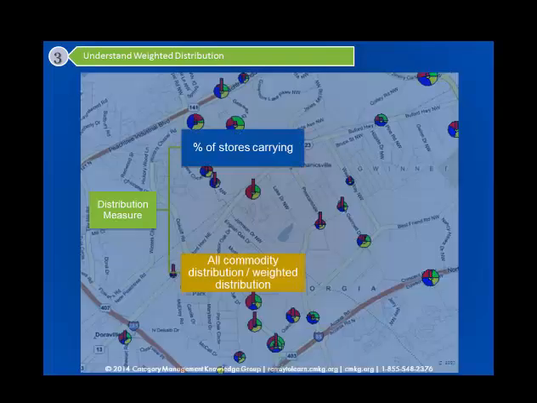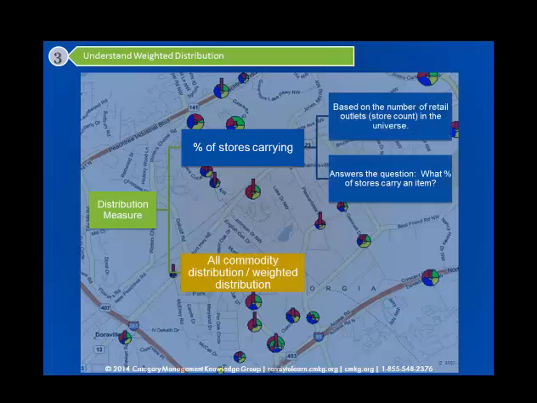Again, just like as we looked at the item level sales as a total number versus sales per point of distribution, we can look at the distribution measure itself from different perspectives as well, which can also bring different kinds of insight. And so there's two different ways of looking at distribution. It's the percentage of stores carrying or a weighted distribution number, which is the all commodity distribution that you can get from syndicated POS data.